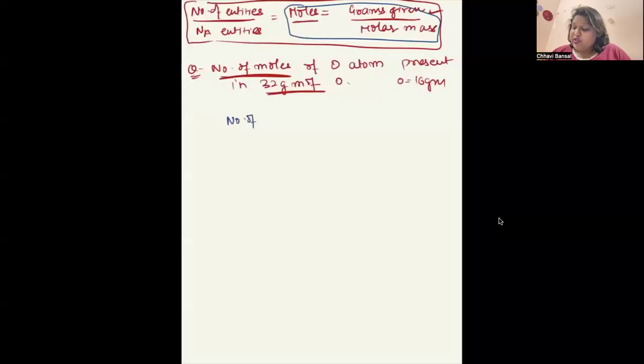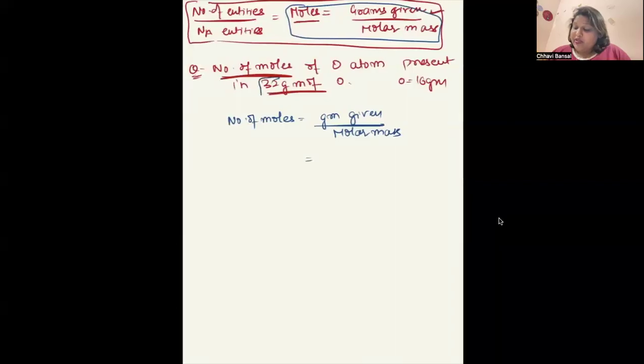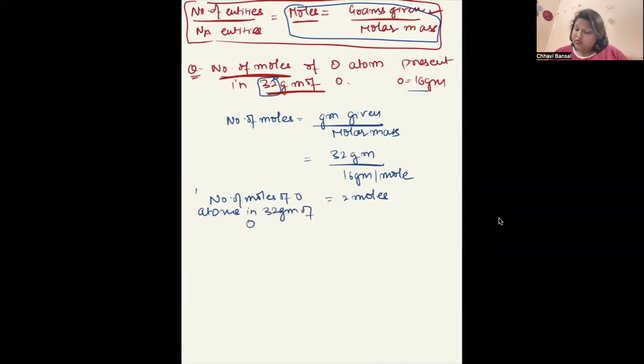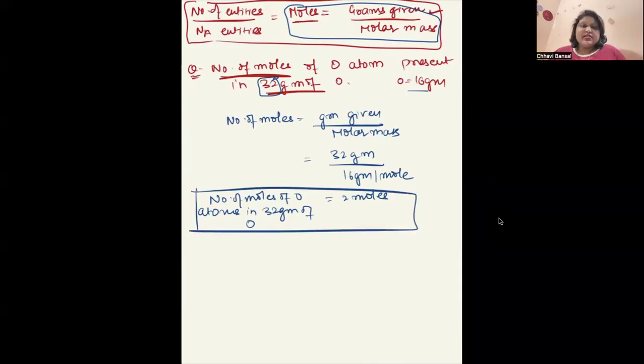So number of moles equals grams given divided by molar mass. What is the gram given? 32 gram. So 32 gram divided by what is molar mass? 16 grams per mole, right? And we'll get 2 moles. So number of moles of oxygen atoms in 32 gram of O is 2 moles. Clear? This is the easiest way of doing the question.